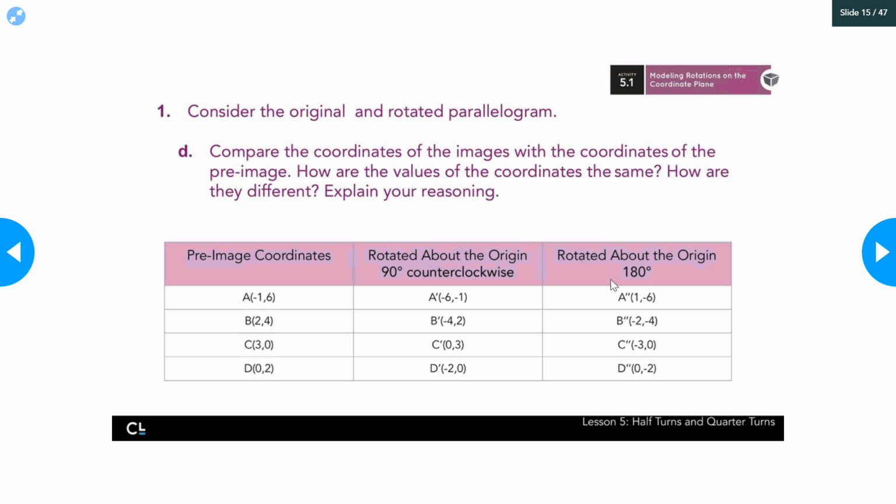So, when we rotate about the origin 180 degrees, we keep our same x and y values, but all of our numbers will change to the opposite sign. So as we see, this -1 became a positive. All my positives, all the other numbers, became negatives.